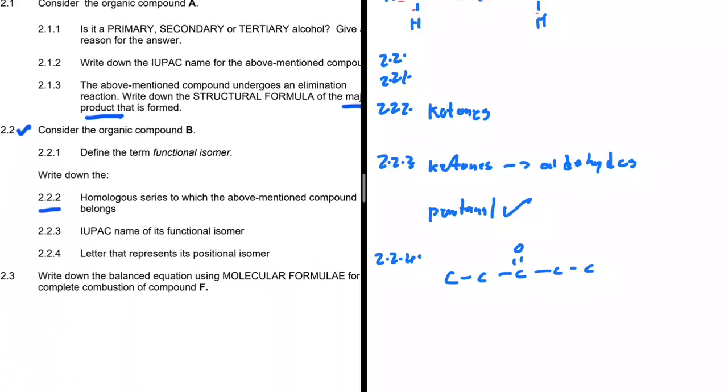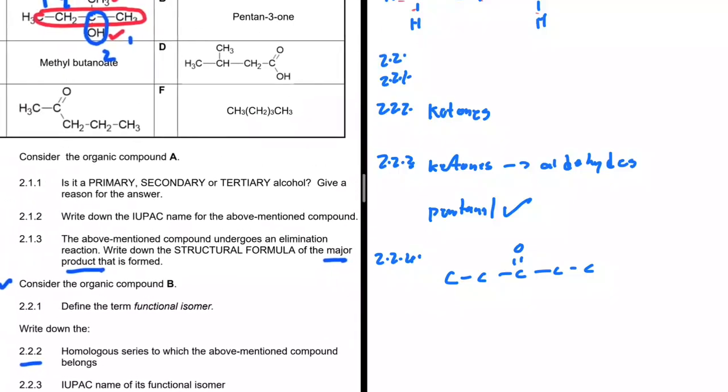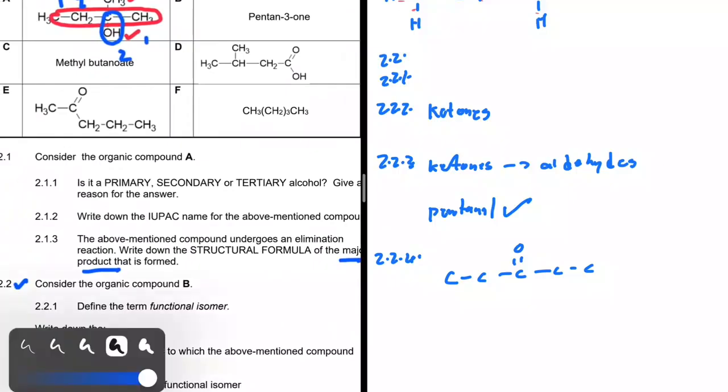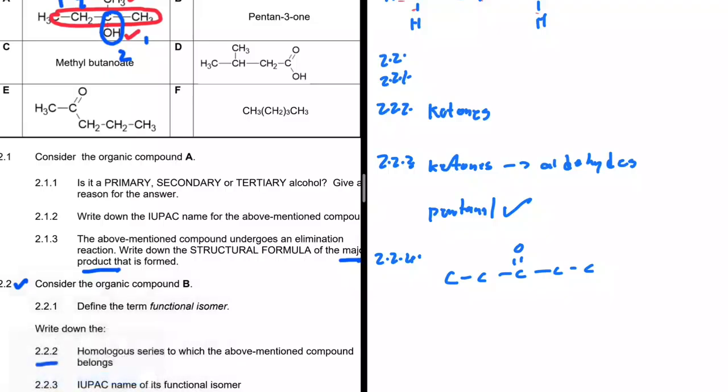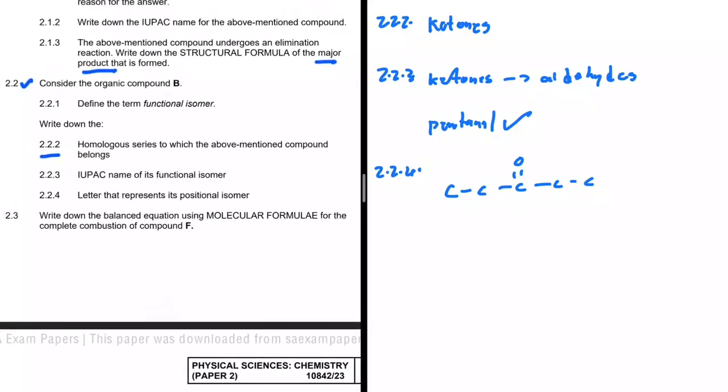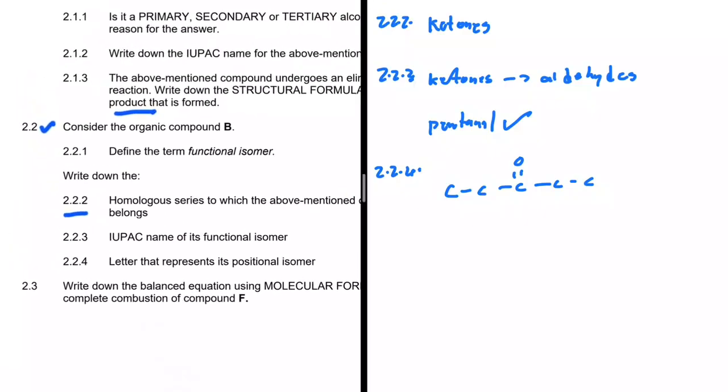Letter that represents its positional isomer. Okay, let's take a look. Pentan-2-one looks to be compound E. Take a look at compound E: we have 1, 2, 3, 4, 5 carbons, so that is where our pent is coming from, and then on the second carbon, a double bond oxygen. So there we go, pentan-2-one. That is compound E. So the answer is E. It is compound E, pentan-2-one.